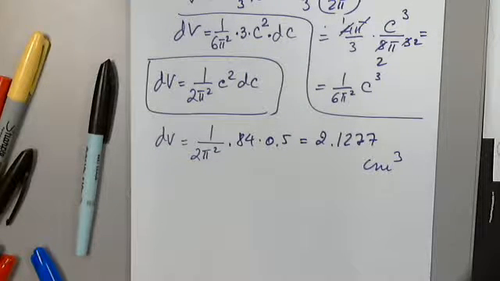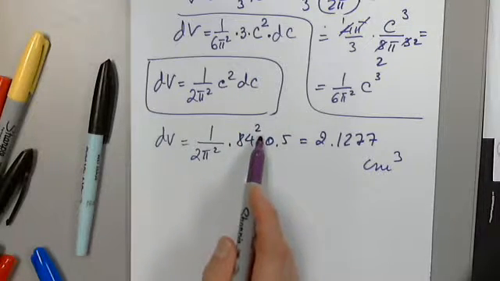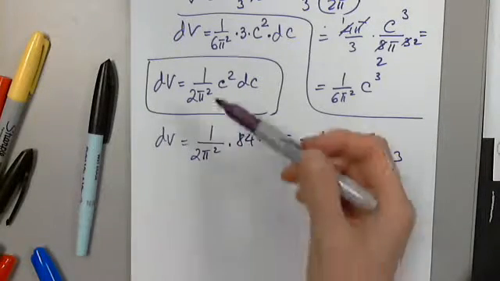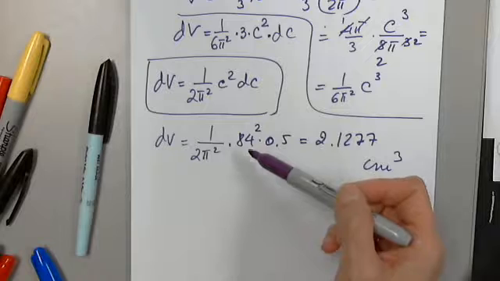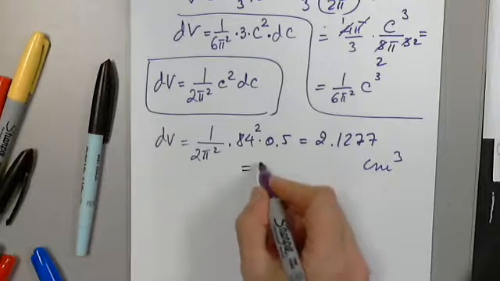Any questions? Sorry. I forgot to square. Sorry about that. So it's 1 over 2 pi squared, 84 squared, and 0.5. Sorry. So multiply by 84. Correct me if I'm wrong. I got 178.73.